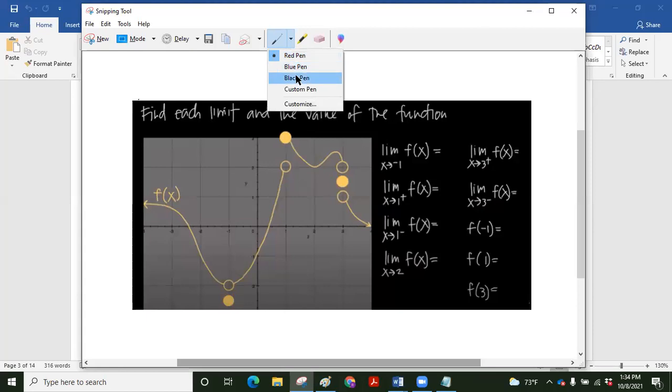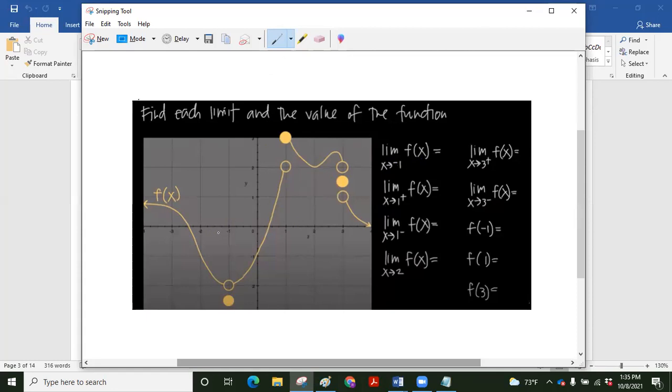So here's another limit problem. What we're going to do in this case is, it says find each limit and the value of the function. So the first one asks, what is the limit as x approaches -1? It's not asking us to go from the right or from the left. It's just saying, what is the limit as x approaches -1? That means we have to check both the left and the right hand limits if it's not specifying whether to come from the left or from the right.